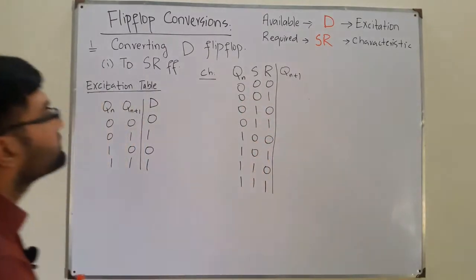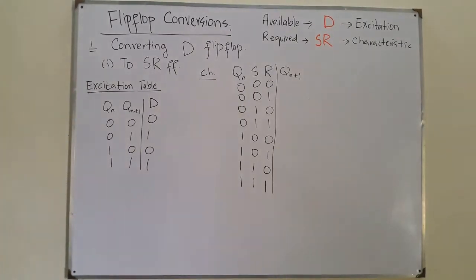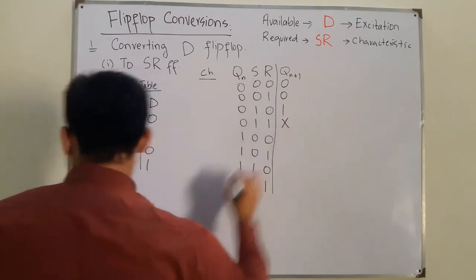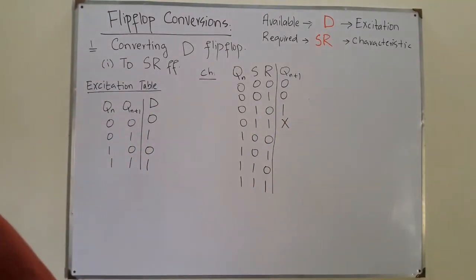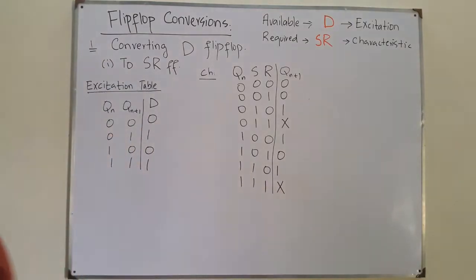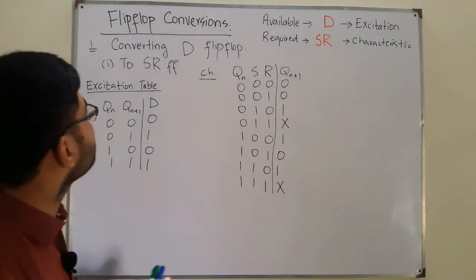Now fill them up. I will copy it from the book. The characteristic table of the SR flip-flop is 0, 0, 1, X; 0, 0, 1, don't care; 1, 0, 1, don't care; 1, 0, 1, don't care. This is the characteristic table for the SR flip-flop.